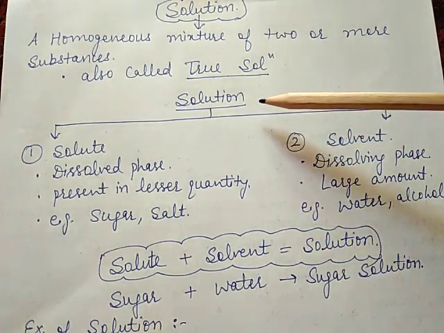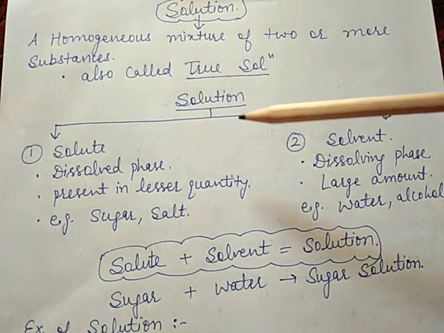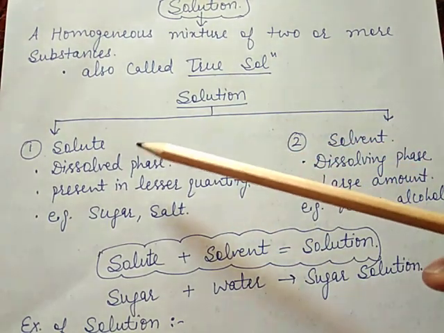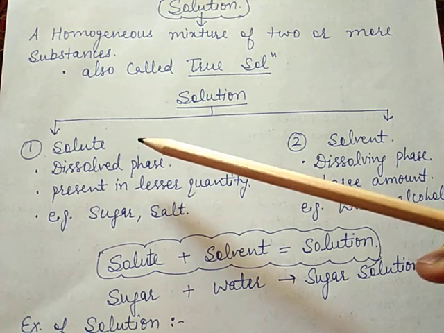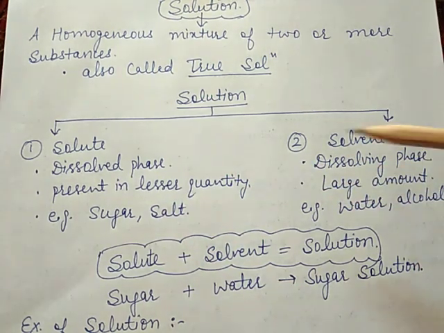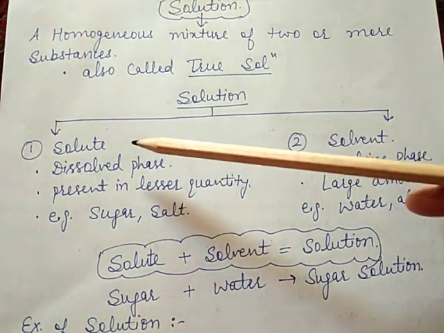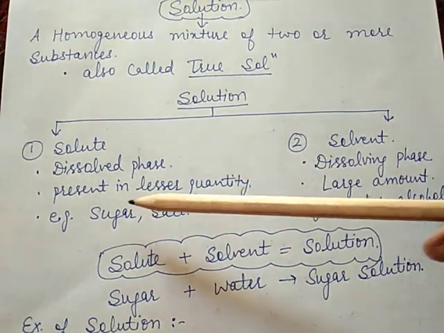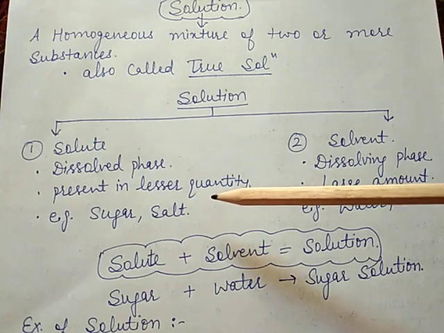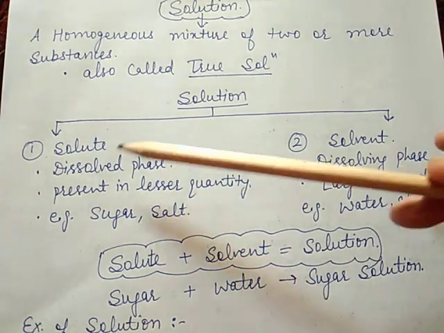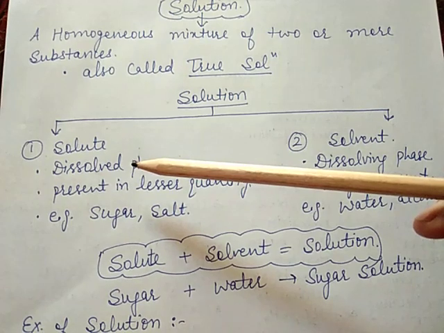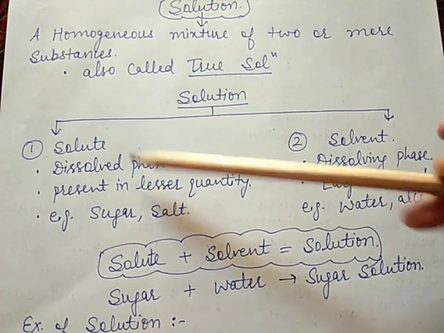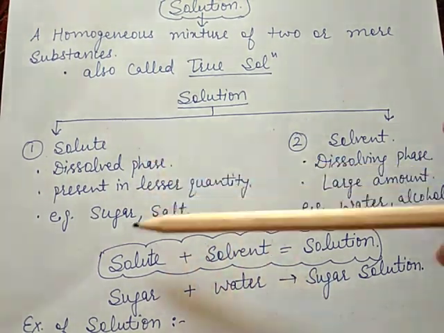Now next is components of solution. Solution has two components. First is solute, second is solvent. First is solute, it is also called the dissolved phase. It is present in lesser quantity, and solute is the component of solution that is dissolved in a solvent. It is called the solute.